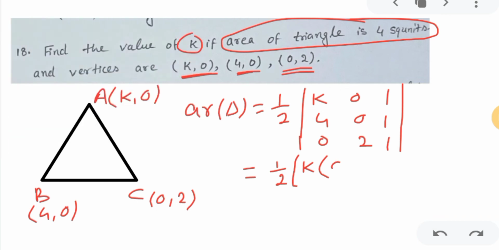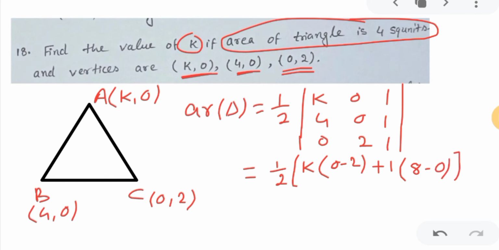0 minus 2, correct? And this will be minus 0. So 0 I am not taking, because 0 into something will be 0, correct? So this I am not taking. Plus 1. So plus 1, correct? So 1 means this row and this column will go. So 4 into 2, 8 minus 0, correct? So I will write 8 minus 0.